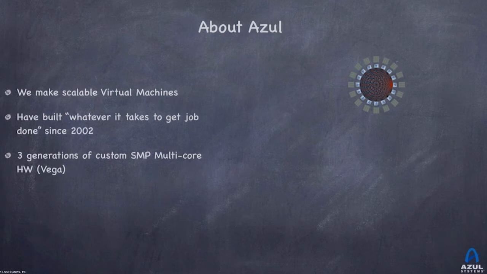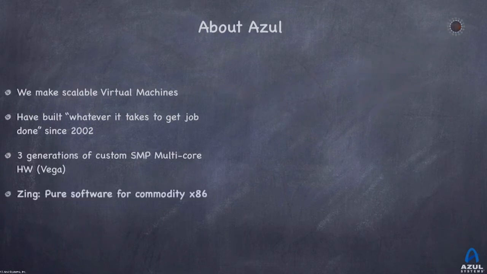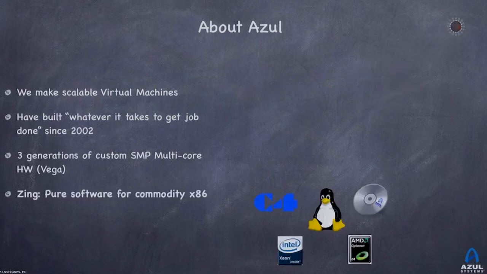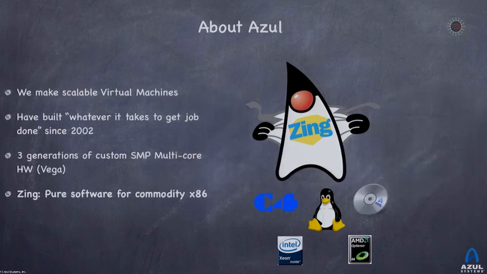up to about 4 and some years ago, at which point we recognized that the Intel and AMD x86 roadmap is getting so good that we don't have to build our own hardware anymore. And that the things that we used to require custom hardware to achieve can now be done on commodity platforms. With that, we basically converted to using Zing.